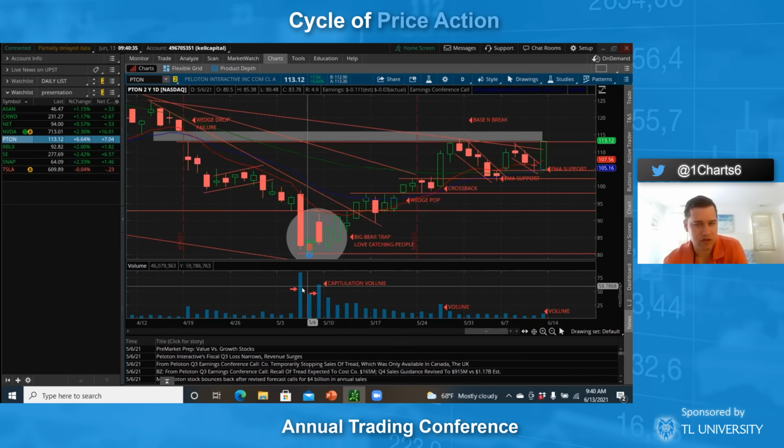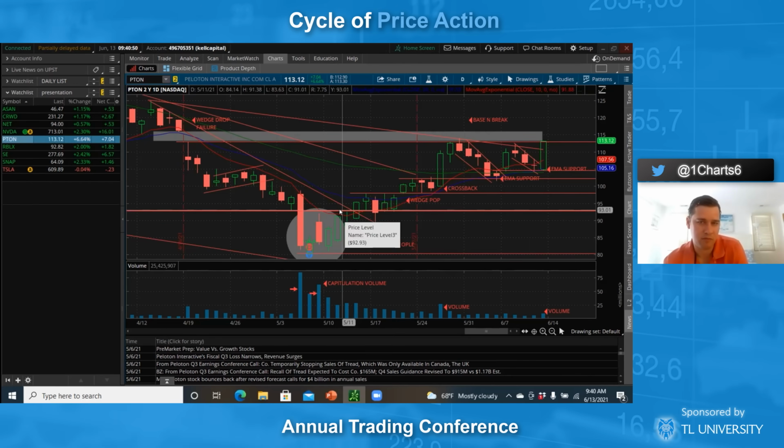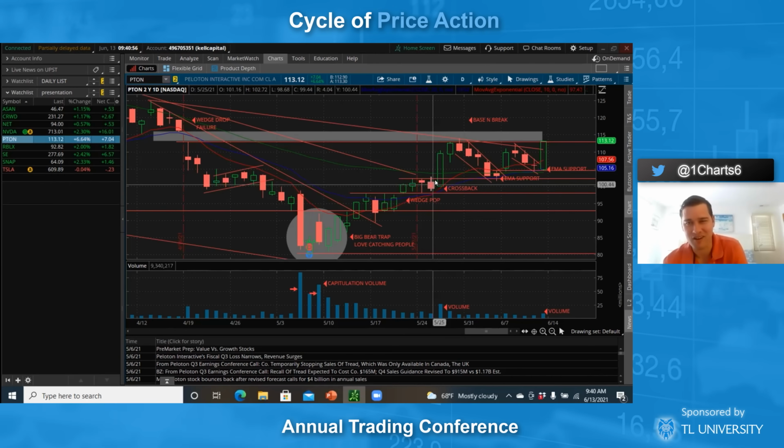And you can see this just massive volume on the shakedown here, which to me, the way I trade at the time, I'm still thinking, this thing could go much lower. I'm not thinking this could go higher. But once we get back above this level, I realized some people were trapped. We set a wedge pop, a cross back, which unfortunately, personally, I sold right here. But I realized that this stock is setting back up.